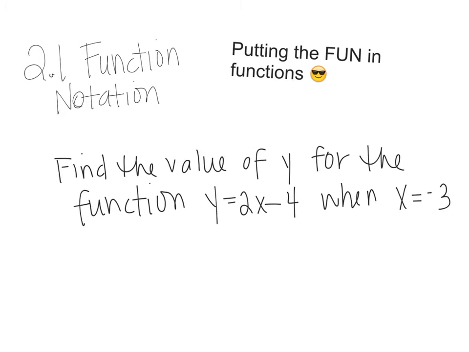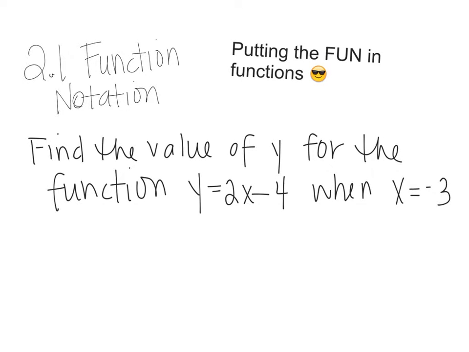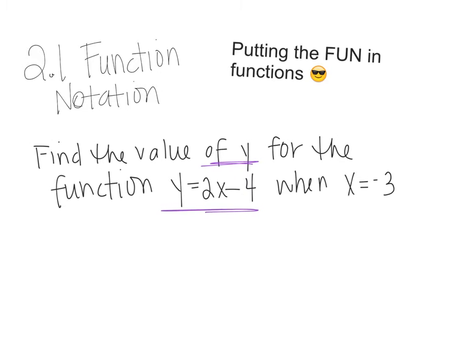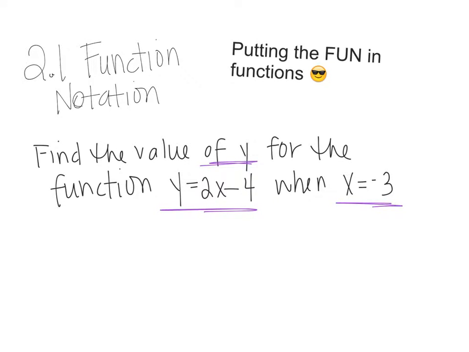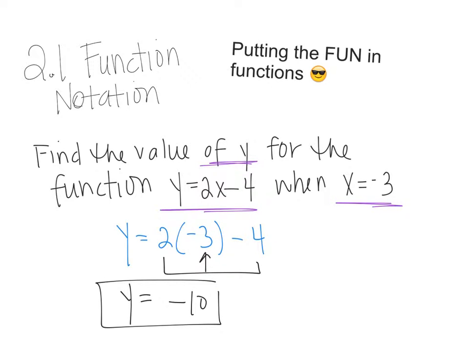So to review at the beginning, let's review finding the value of y for the function y equals 2x minus 4 when x is negative 3. This is pretty simple. It's just a simple plugging in of an x value of negative 3 into the function and letting the function do its thing so that you find the y value. We will multiply first to get a negative 6, subtract 4 to get a negative 10. So the value of y is negative 10 when x was negative 3.